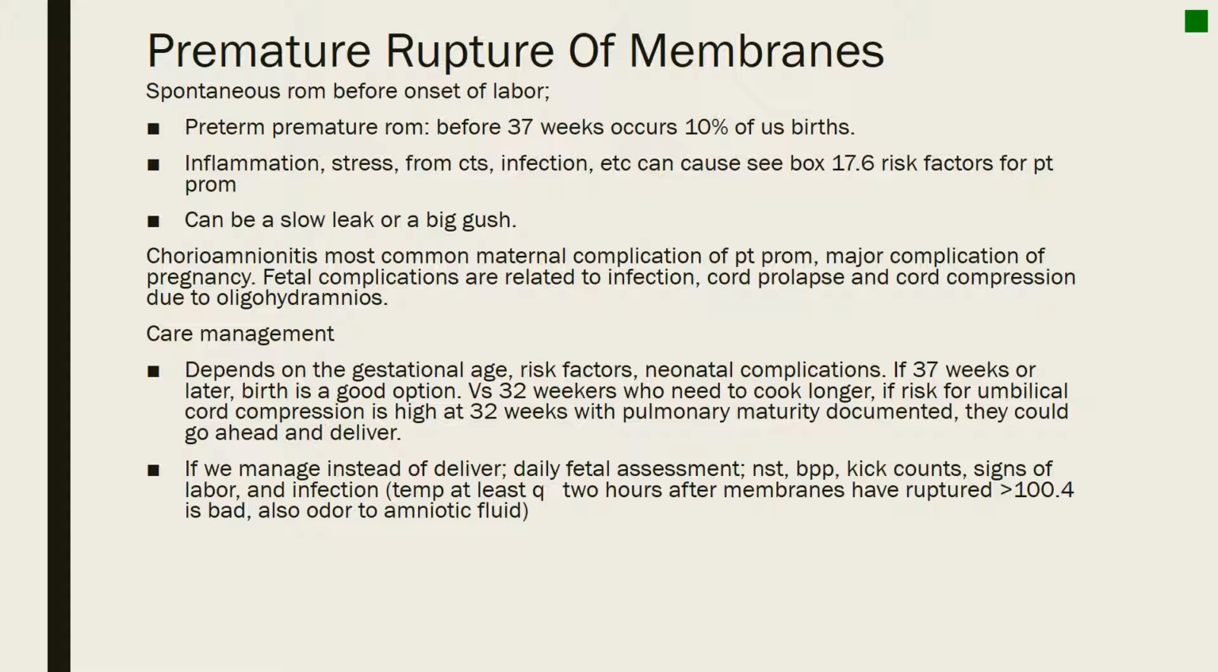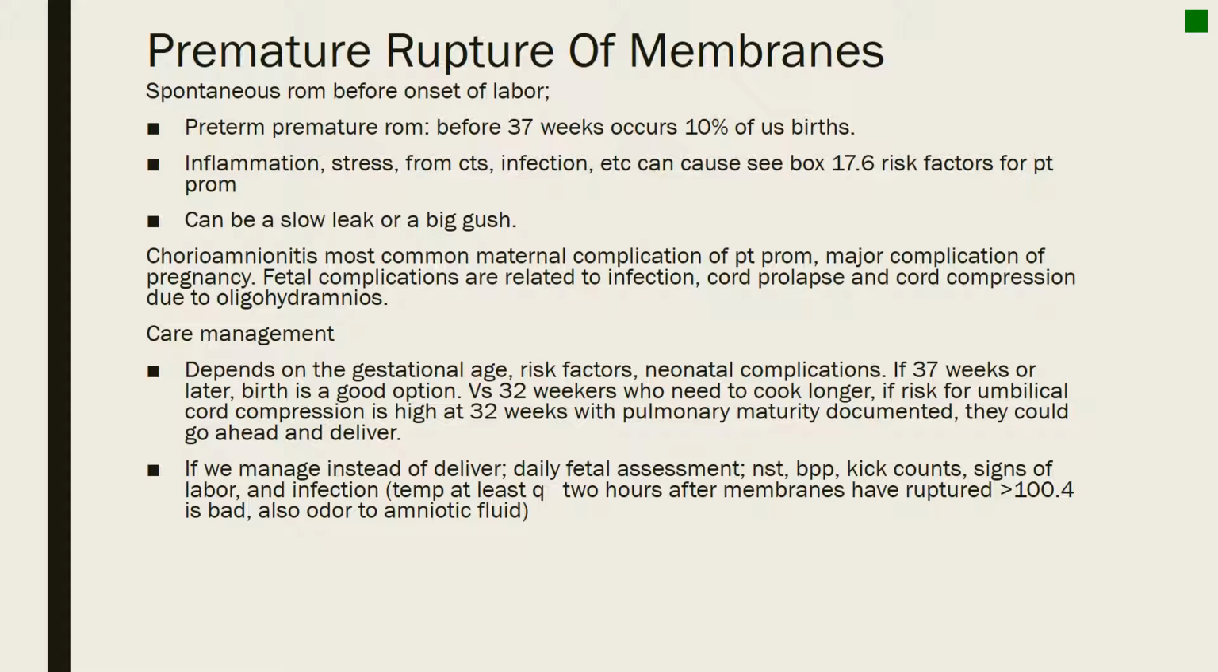Chorioamnionitis is the most common maternal complication from preterm premature rupture of membranes. Fetal complications are related to infection, cord prolapse, and cord compression due to oligohydramnios, not enough fluid. Care is going to depend on the gestational age, the risk factors, and the neonatal complications.